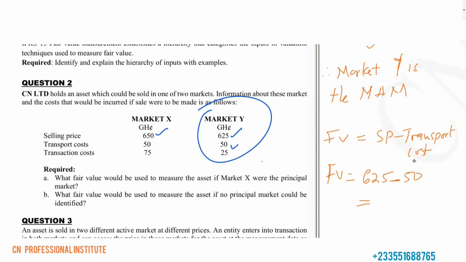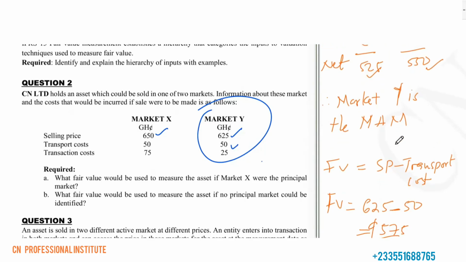So you see, it's very simple, right? Okay. So I'm getting 575 Ghana cedis. So 625 minus the transport cost, which is what? 50, right? Which is 575 Ghana cedis. So this will be the fair value if there's no principal market. If there's no principal, we use the most advantageous market.